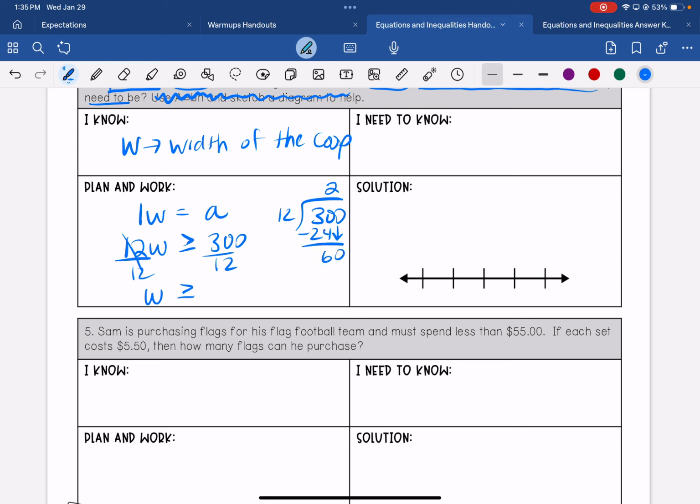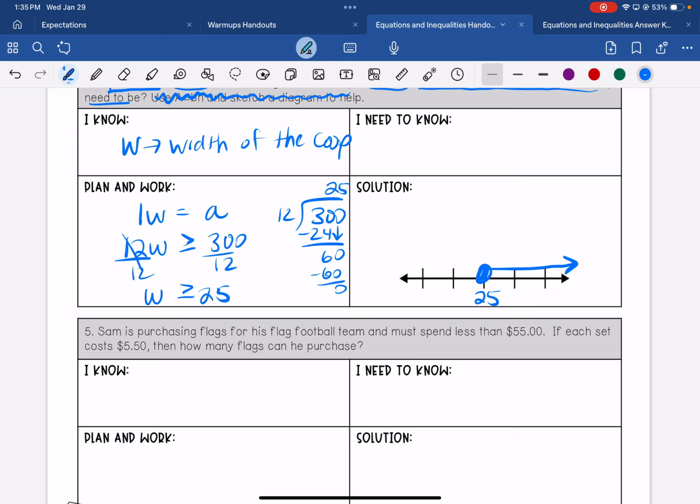Bring down your 0. 12 goes into 60 five times, and guess what? We are done. So it needs to be width. It needs to be greater than or equal to 25. I'm going to draw a closed circle here, put 25 underneath it. And then since it's greater than or equal to, we're going to go to the right.